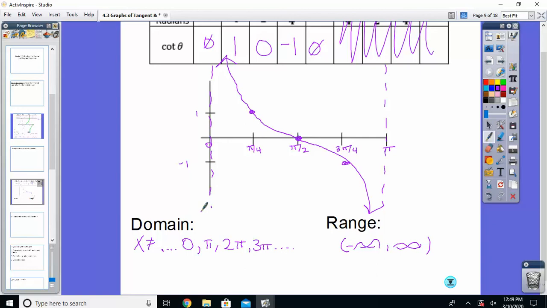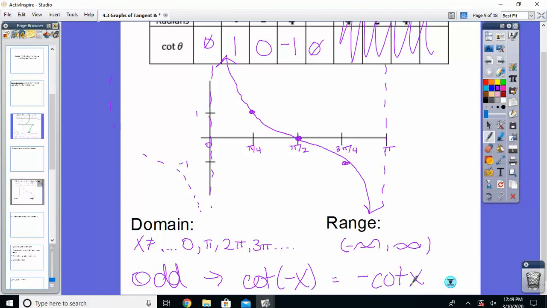If I kept going with my graph, the pattern continues over here. Is this one even or odd? It's not the exact same, but it is the opposite. So this is again odd. So once again, if you have a cotangent of a negative angle, you can pull the negative out in front.